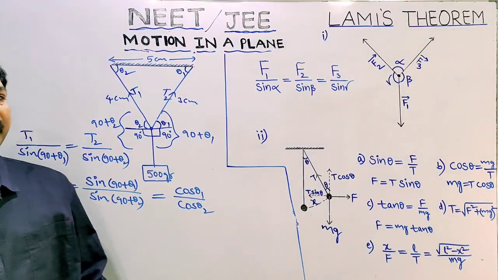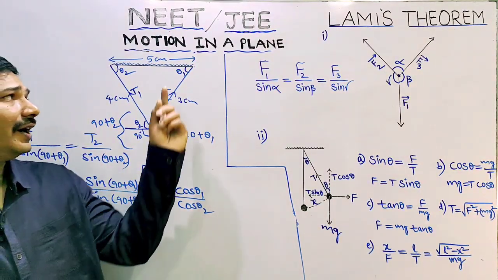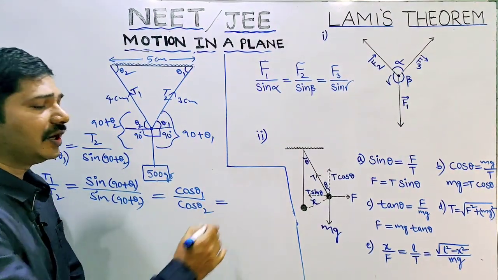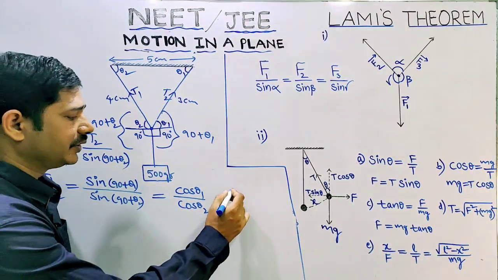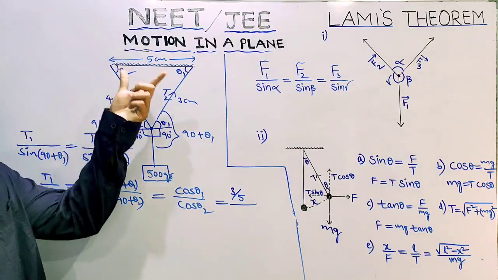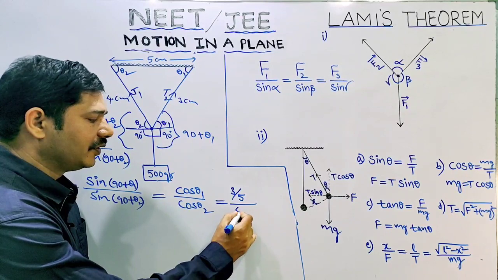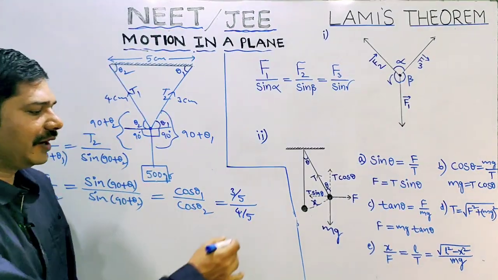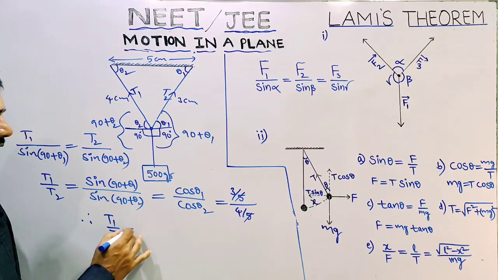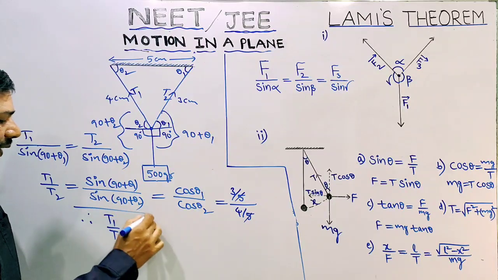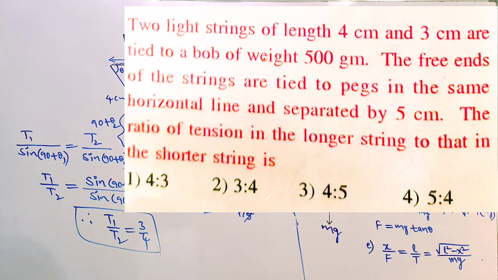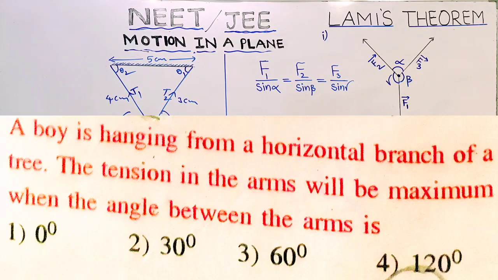From the figure it is very clear. Cos theta 1 is adjacent by hypotenuse, cos function is adjacent by hypotenuse, so that is 3 by 5, divided by cos theta 2, adjacent by hypotenuse, so that is 4 by 5. So 5 gets cancelled, therefore the ratio T1 by T2 is 3 by 4. Which option is correct? On the screen you can observe the second option is correct. So next problem you can check.